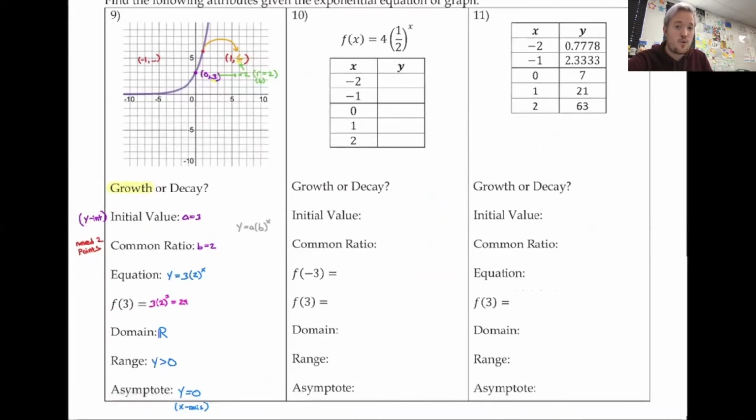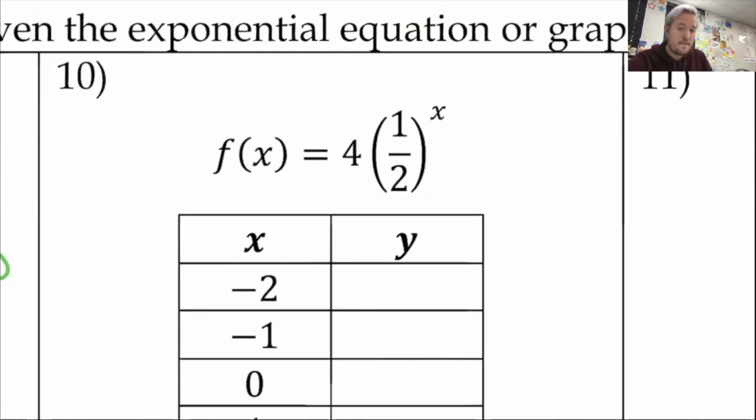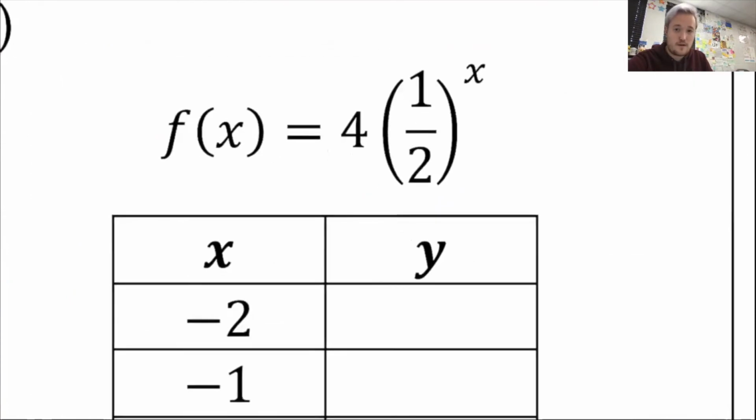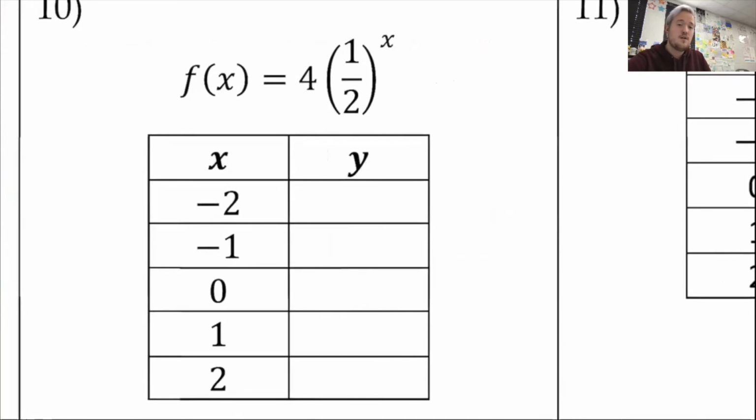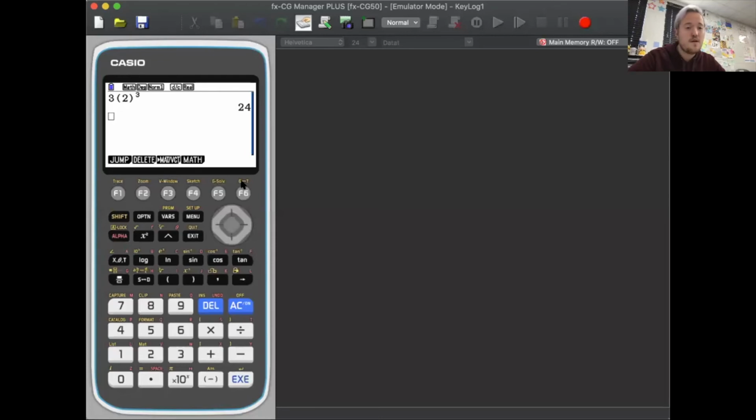So now I'm going to give you the equation. In this case, I give you different components of the attributes, but now you want to fill in the table. Luckily for you, we have a handy dandy little calculator that will do this for us. If I want to find the table values, menu, go over to table, delete the garbage. For the function, parentheses, fraction, 1/2, parentheses, caret, x. All right, so I press enter, and we want the table value.